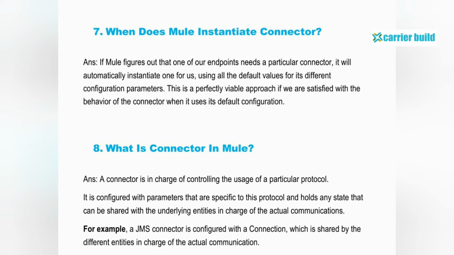What is a connector in Mule? A connector is in charge of controlling the usage of a particular protocol. It is configured with parameters that are specific to this protocol and holds any state that can be shared with the underlying entities in charge of the actual communications. For example, a JMS connector is configured with a connection which is shared by the different entities in charge of the actual communication.